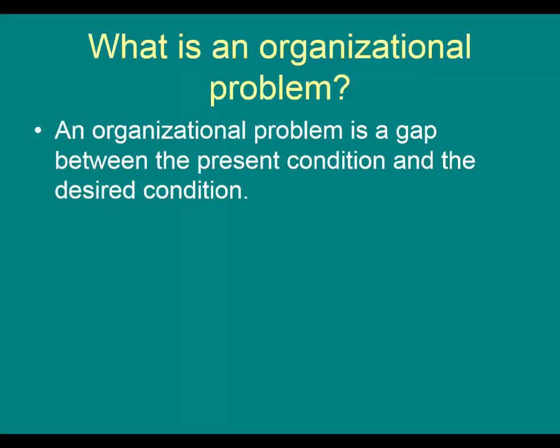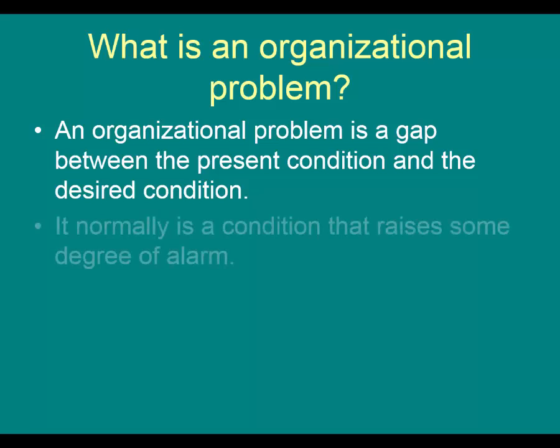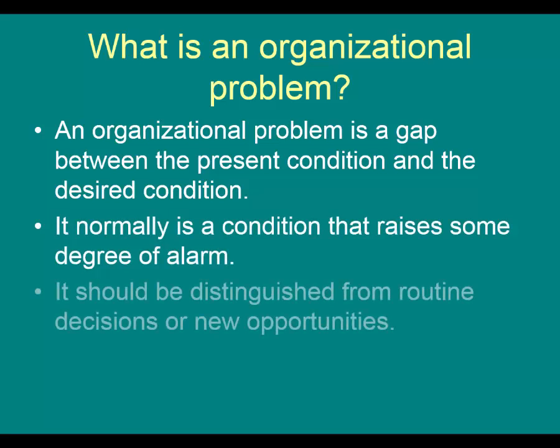An organizational problem is a gap between the present condition and the desired condition. What's going on now that's not right, and what will it look like when it is right? It normally is a condition that raises some degree of alarm. It should be distinguished from routine decisions and new opportunities. It is not a routine decision. It is a problem that has emerged, and we need to decide what to do about it.